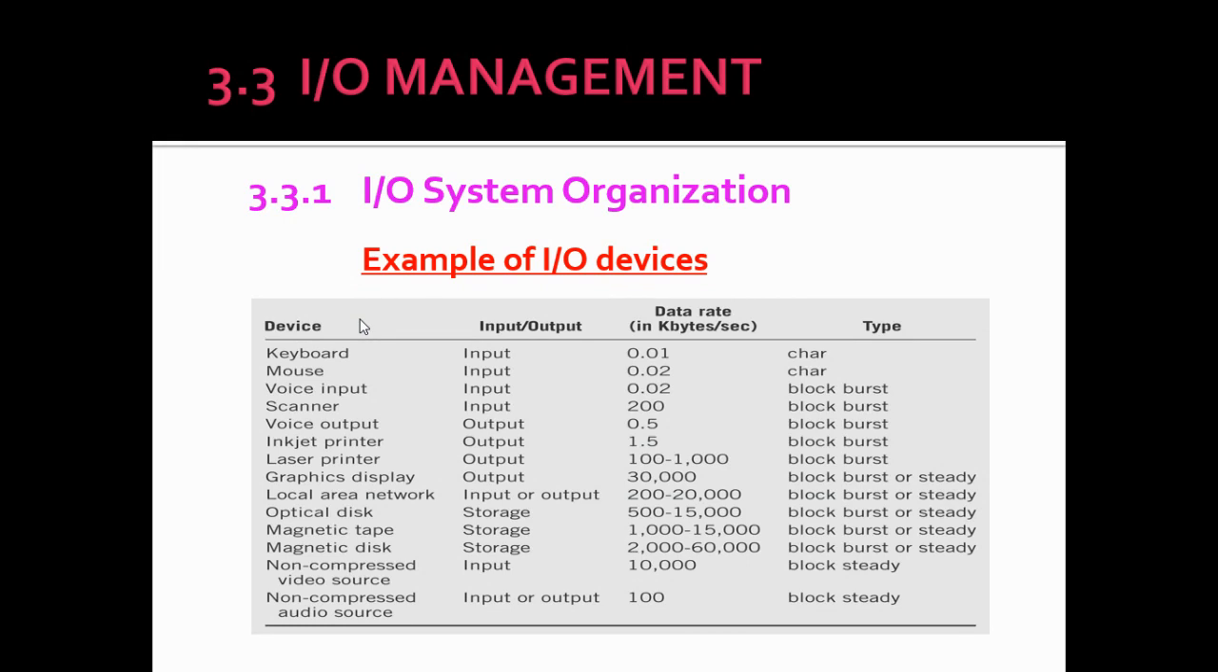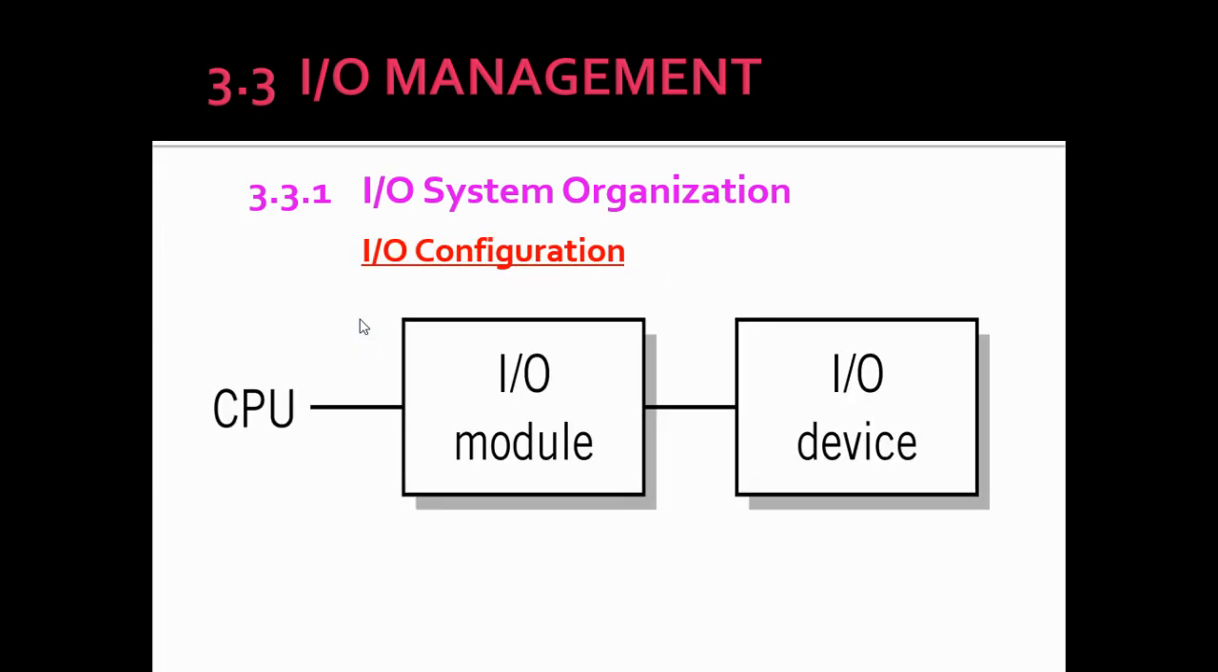For example, also the keyboard. The keyboard comes in character by character. Each character you type in will be automatically sent over to the CPU. Okay, so how does this configuration work?